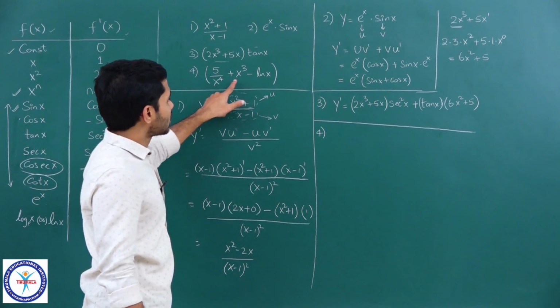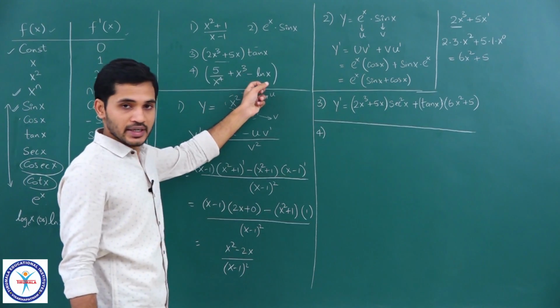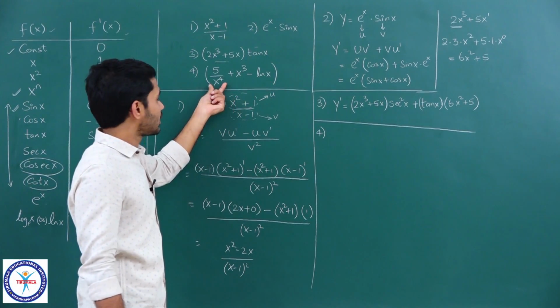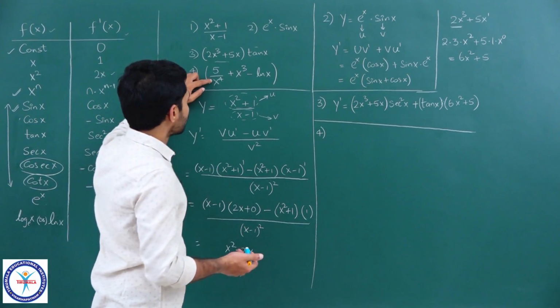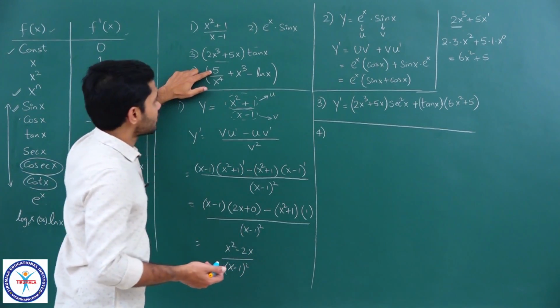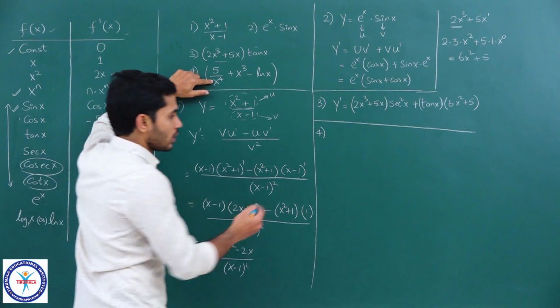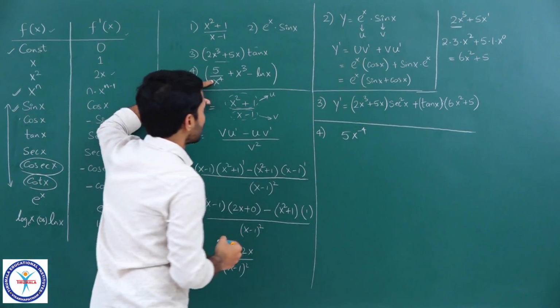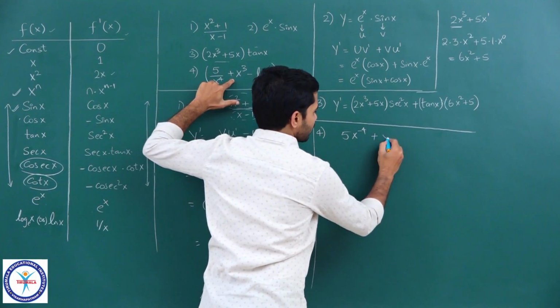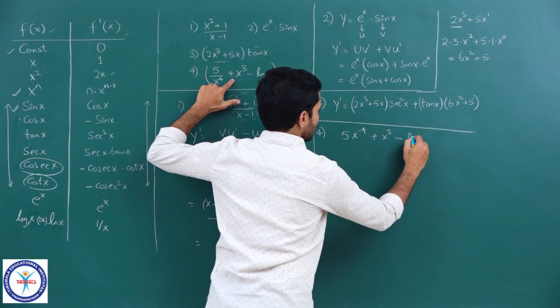So, here we have 3 different expressions added and subtracted. You know how to deal with such cases, we will differentiate each one individually and then perform the operation. So, let us first simplify this. You know that 5 by x power 4 can be written as 5 into x power minus 4, this is normal x cube itself, minus ln x.